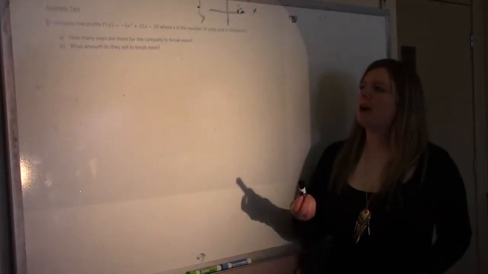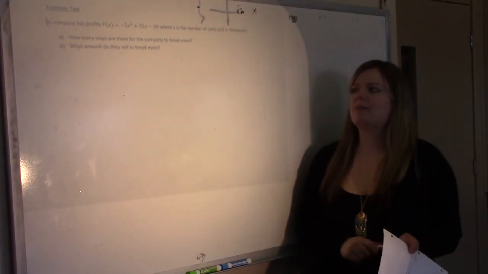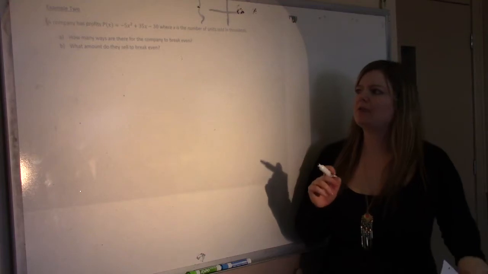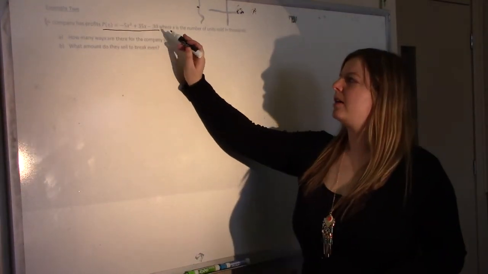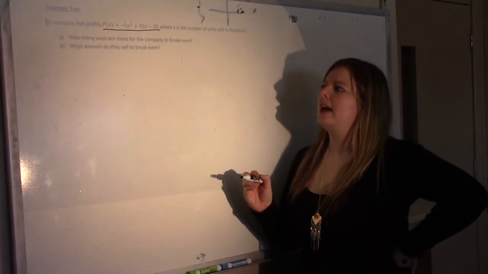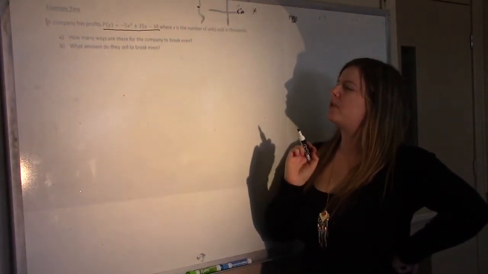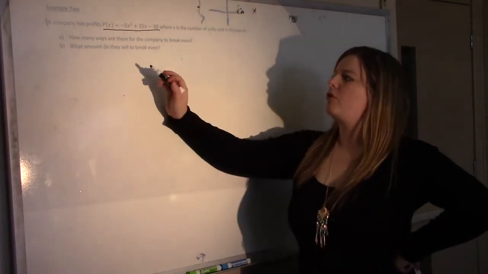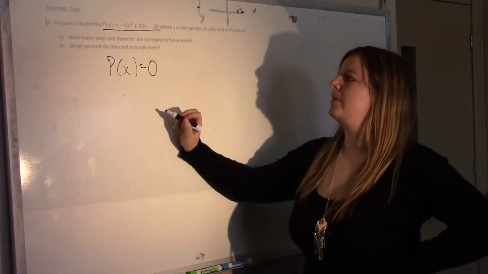Okay, so now we're doing part B of this problem about a company's profits. Part B asks, what amount do they sell to break even? So remember, this equation tells you the profit at a value of X, where X is the number of units sold in thousands. Remember that to break even means that the profit would be equal to 0.